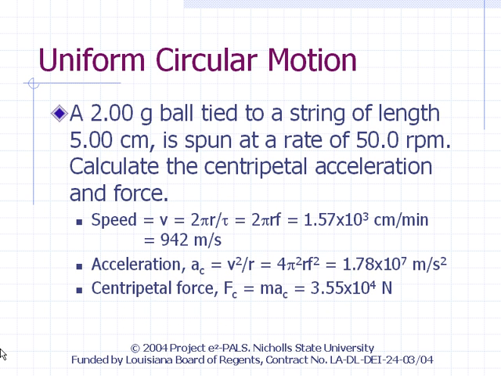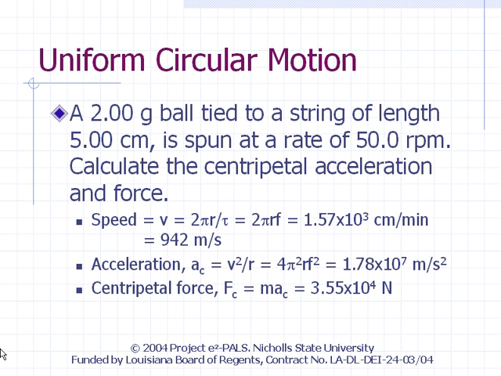Let's calculate the acceleration and mass of a ball on a string of length 5 centimeters being spun at 50 revolutions per minute. We have previously calculated its speed to be 1.57 times 10 to the third centimeters per minute. In meters per second, the speed is 942.